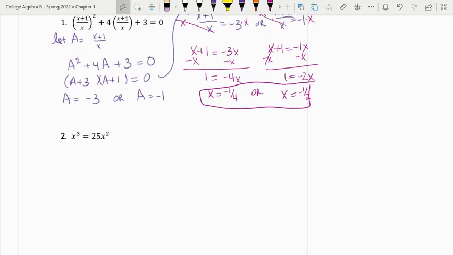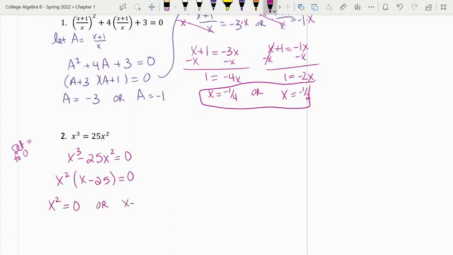Next one, when you see x to the third equals 25x squared, always set these equations equal to 0 very first. So I have x to the third minus 25x squared equals 0. Factor out an x squared, so then you're left with x minus 25 equals 0. So that means x squared is 0, or x minus 25 equals 0. So x equals 0, or x equals 25.